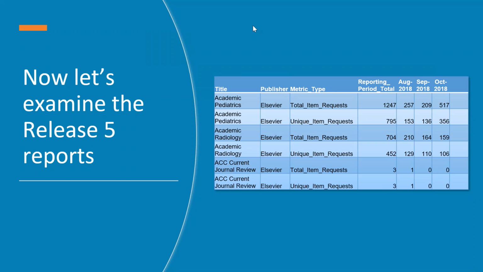Same with academic radiology. So we've got total item requests are 704, but the unique item requests are 452. And then there's a third example there. In this case, for that final one, ACC current journal review, total item requests is the same as unique item requests because in that case, it was 3 individual journal articles that were looked at. Next slide, please.